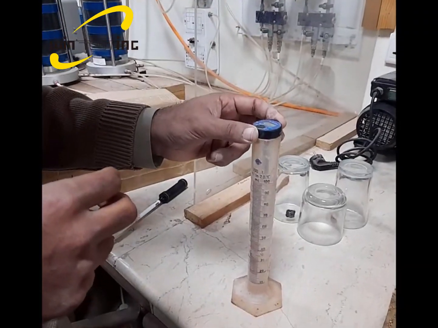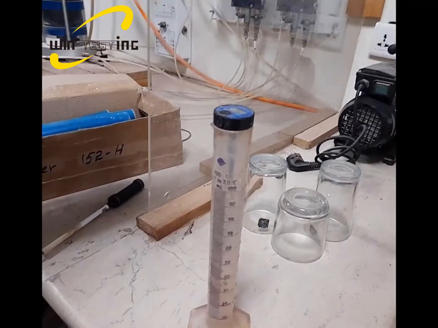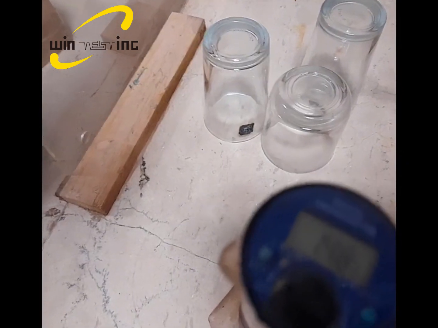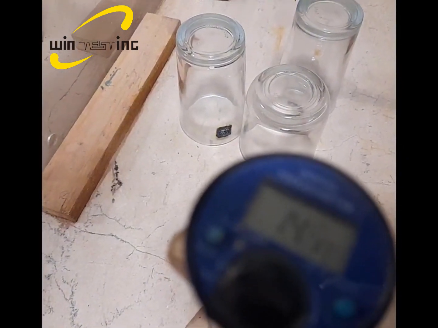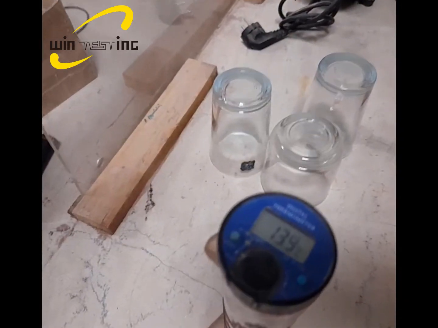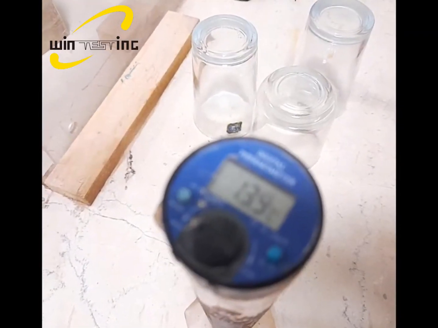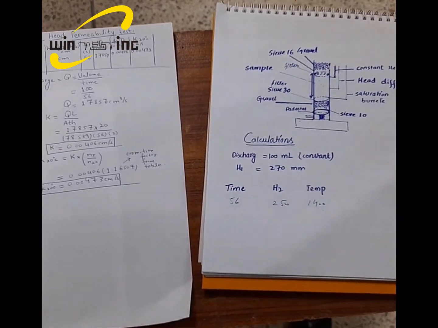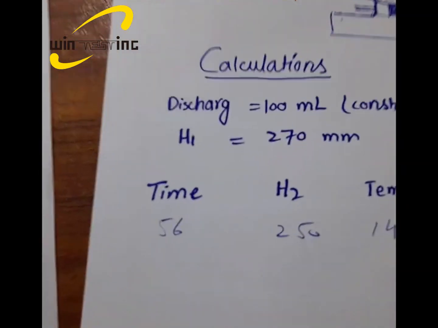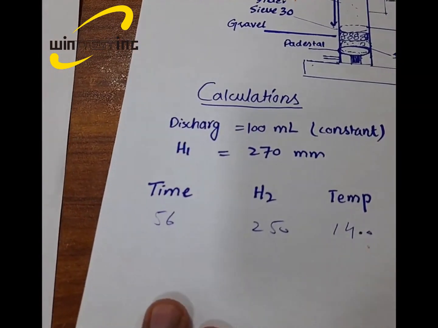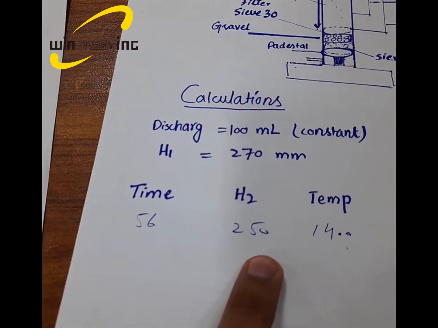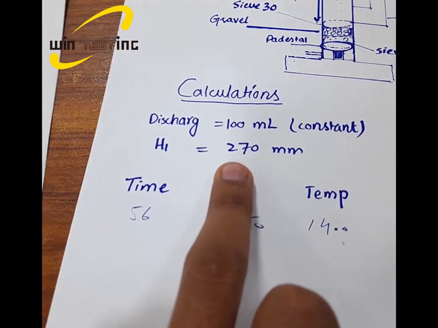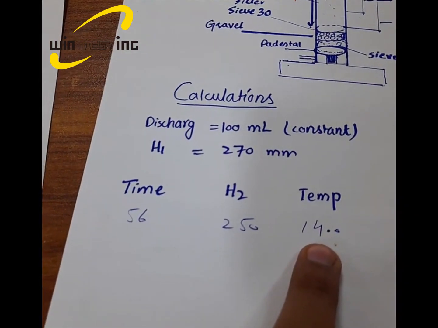Now we'll check the temperature, because temperature affects the hydraulic conductivity, and the temperature is, when it stabilizes, almost 14 degrees. So now we'll perform the calculations. From the observations, we have the time 56 seconds, we have the H2 value, that is 250, the H1 that was constant, the value is 270 mm, and we have the temperature, that is 14 degrees Celsius.